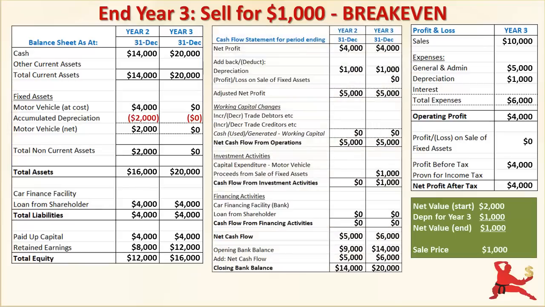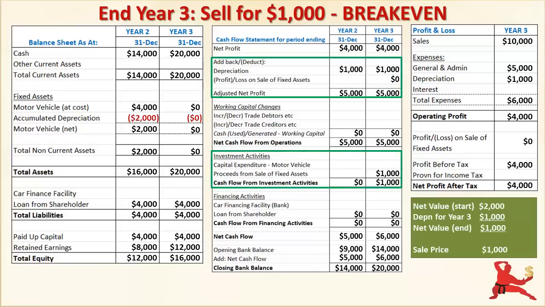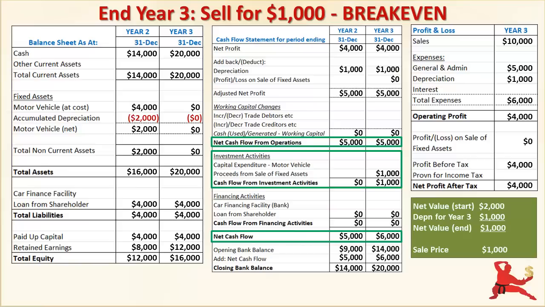The cash flow statement shows you the cash flows relating to the sale of the car. Profit, as we all know, is not cash, so any profit or loss on sale of the car has to be eliminated from the net profit figure in the cash flow statement. To do this adjustment, you deduct the profit on sale of fixed assets from the net profit, but if you have a loss, you add that loss back to the net profit number. The $1,000 that you got from the sale of the car is shown as a cash inflow under investment activities. So your net cash flow for year 3 is $6,000. $5,000 from operating activities and $1,000 from the sale of the car.